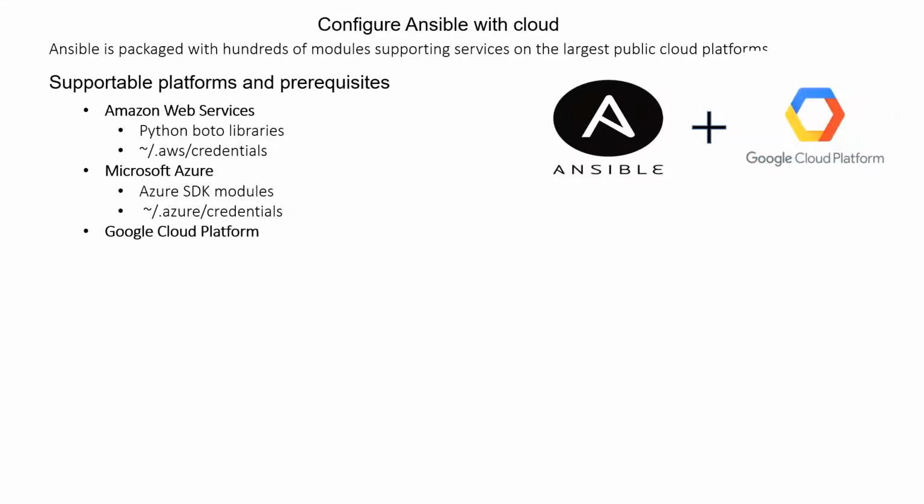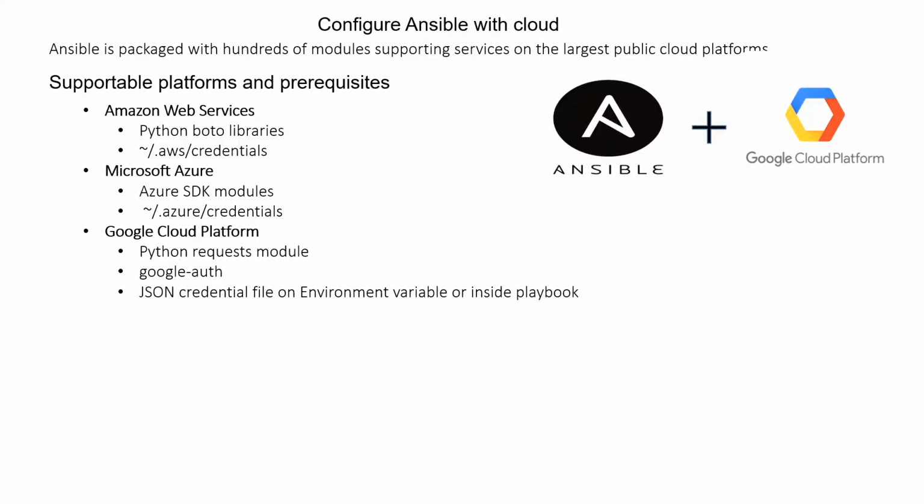And next, if we take the cloud platform Google Cloud Platform, there we need the Python requests module. What is the requests module? The requests module allows you to send HTTP requests using Python. Further, we need Google Auth. What does Google Auth mean? This is a simple library that simplifies using Google's various server-to-server authentication mechanisms to access Google APIs. And finally, we need a JSON credentials file that can be set in an environment variable or inside the playbook. What will be inside the JSON file? Client ID, authentication URI, token URI, etc. These things are needed for Google Cloud Platform.